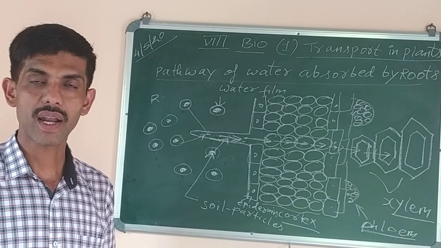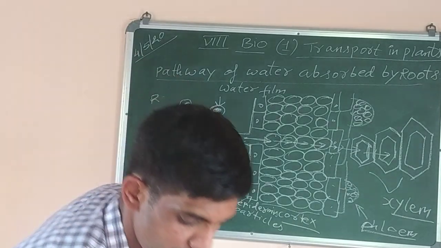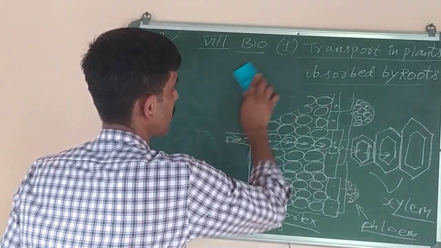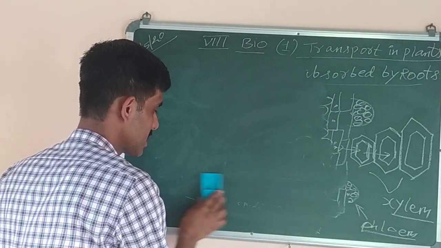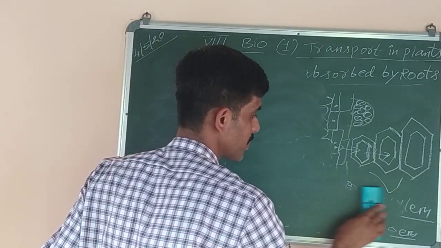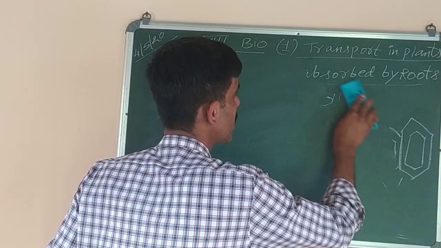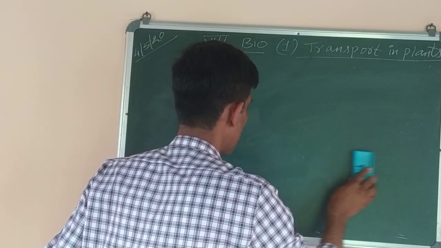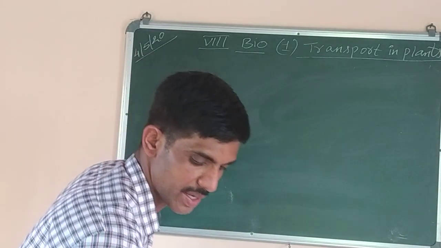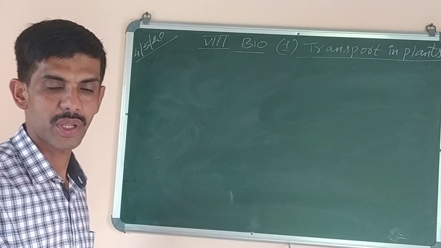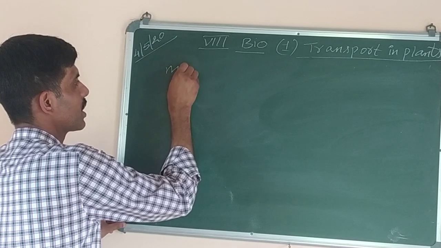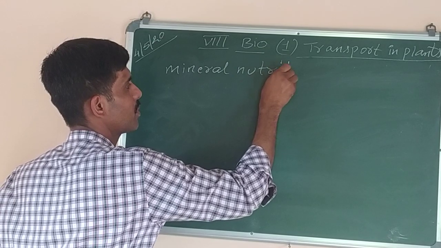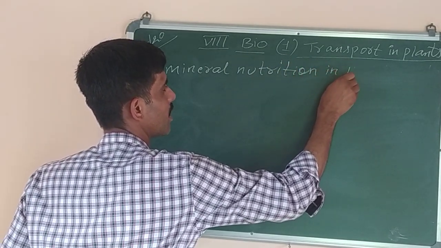And these minerals are classified into two groups. So the minerals which are needed by the plants are classified into two groups. What are they? Macronutrients and micronutrients. We need to learn both of them, macro and micronutrients. So first one is, what is macronutrients? So mineral nutrition in plants. Next topic we are doing, mineral nutrition in plants.